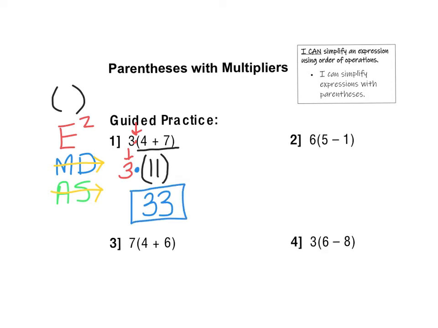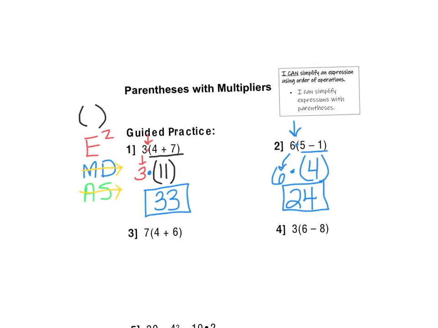All right, let's try that again. We're going to take care of our parentheses first. So 5 minus 1 is 4. Remember, when there's nothing in between the number and the parentheses, you can put a little dot there to remind yourself you're going to multiply. And then drop down the 6. And 6 times 4 is simply 24.